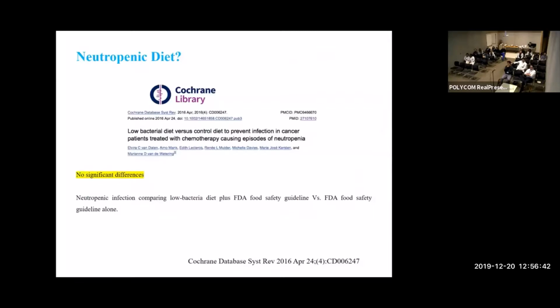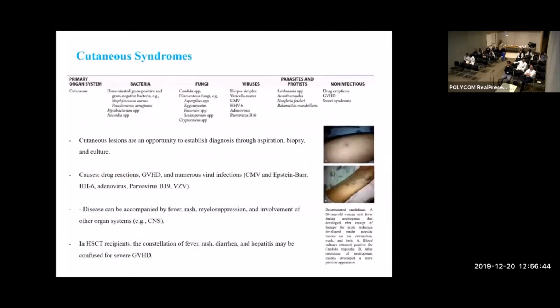And then we're going to touch base about some syndromes that these patients can present with, like a cutaneous syndrome. So these patients are at risk of having bacteria, fungi, viruses, parasites, and even non-infectious skin manifestations. So in the neutropenic host, disseminated fungal infections may be the initial recognizable characteristic of cutaneous lesions.